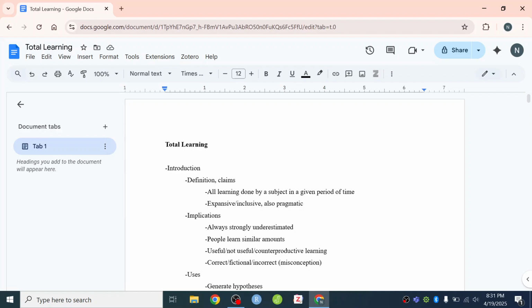I'm going to start with an introduction, just going over the definition of total learning as I've conceived of it, the claims that it makes. In brief, and again, all of these things will be expanded on, total learning can be thought of as all learning done by a subject in a given period of time. What is all learning? What is a subject? What periods of time would be qualifying? We'll elaborate on that later.